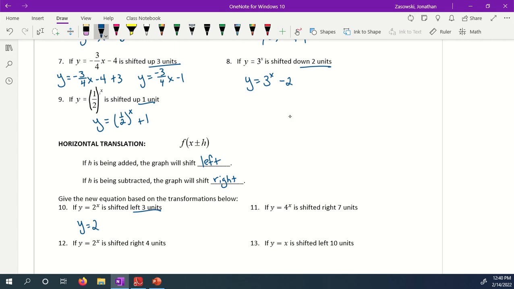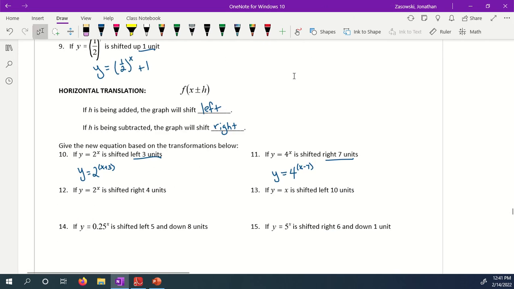And then where the exponent spot is, we're going to put parentheses here just to make sure we know that it's associated with the exponent spot. We're going to put x plus 3. Okay. For number 11, we're going to go right 7 units. So remember to think opposite when you're shifting left and right. So this is y is equal to 4 to the x minus 7. Okay, why don't you try 12 and 13?